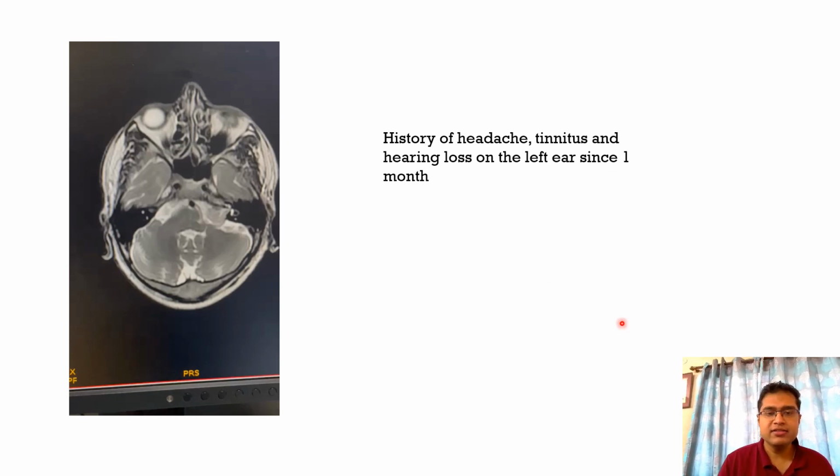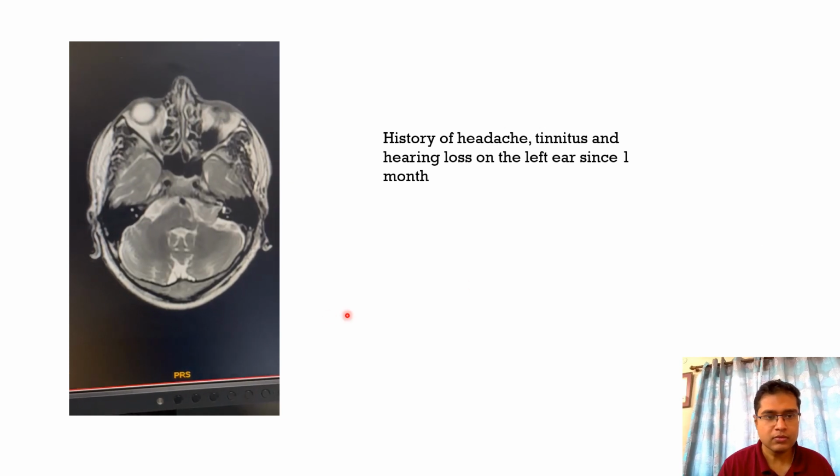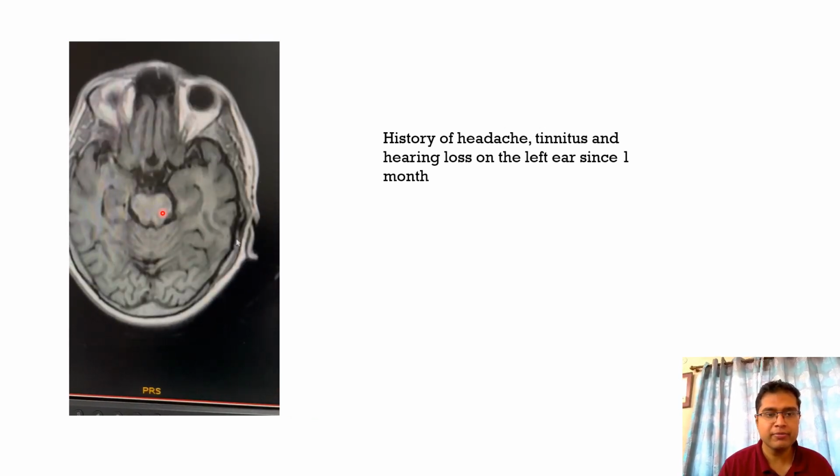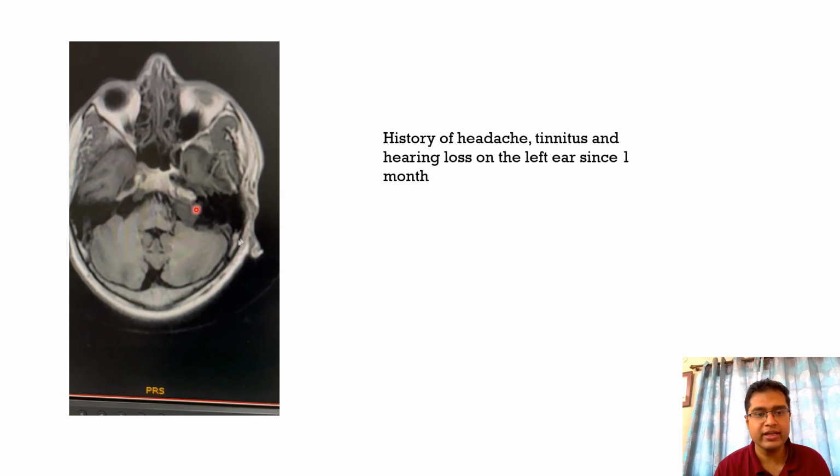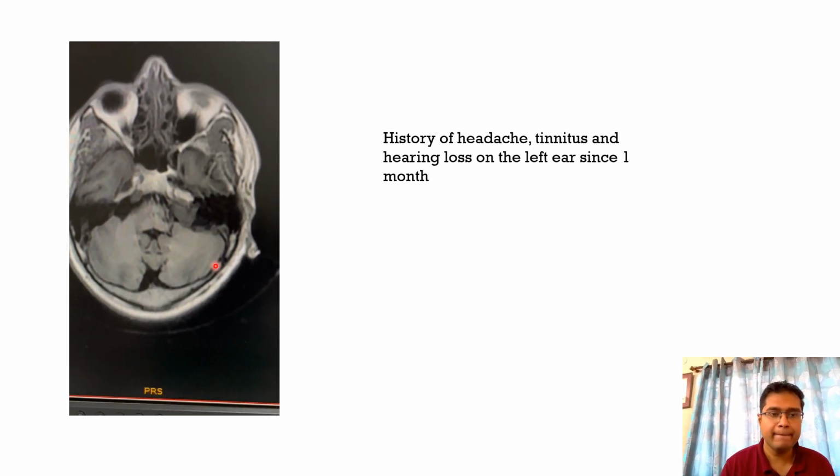Now, this is the second case, which is a companion case, where this patient came with symptoms of headache, tinnitus, and hearing loss in the left ear since a month. These are the axial T2 weighted images of that patient, where we can see that there is a globular mass lesion extending into the internal acoustic meatus. Ice cream cone sign is seen here very well.